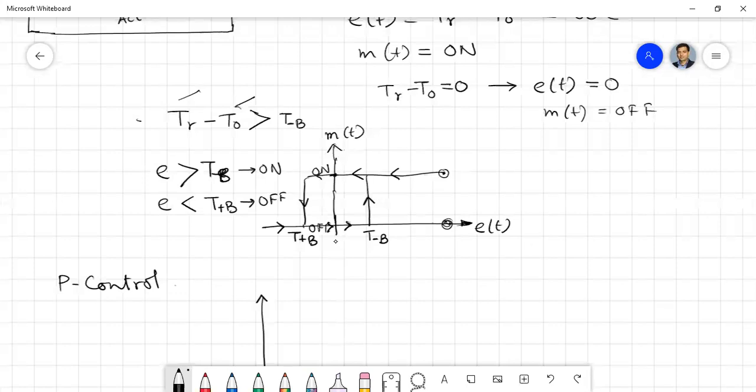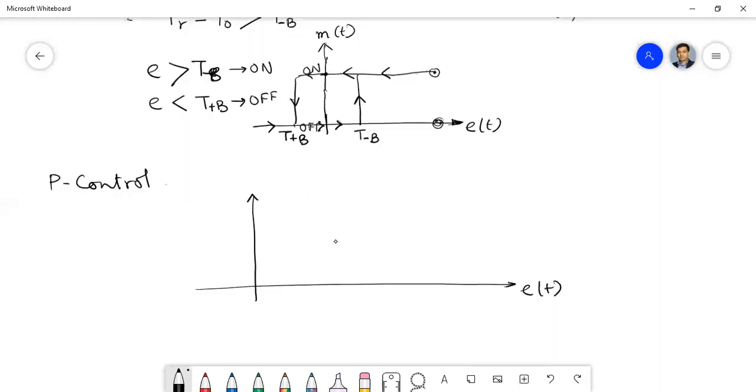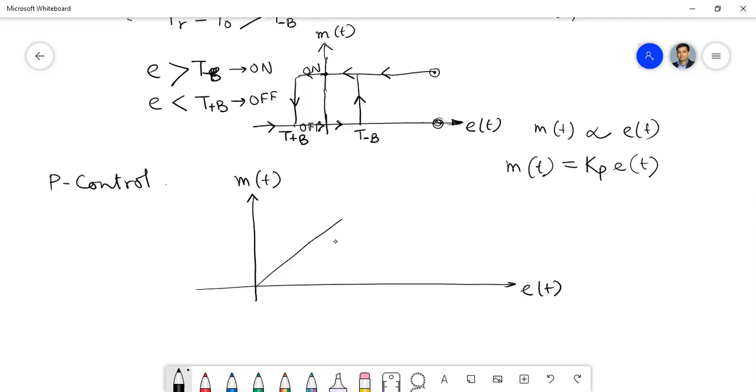So anyway, now for the process, for this proportional control, here the MT is proportional. Okay, so we can write MT is proportional to the error. So therefore it is called the proportional control or P control. And the line which we can draw here is a straight line, giving a gradient of Kp.